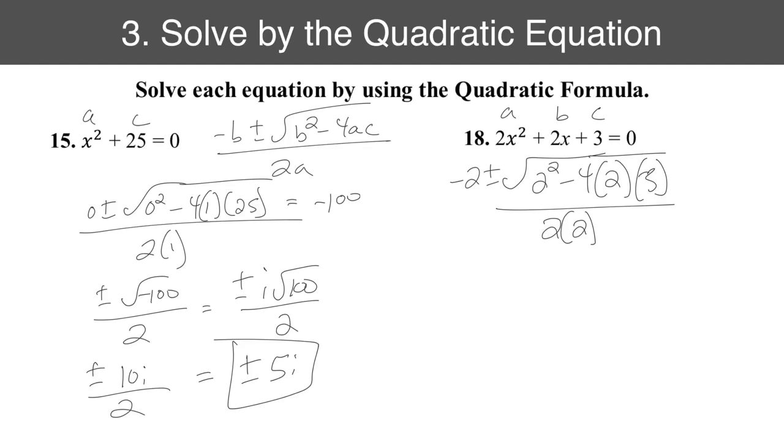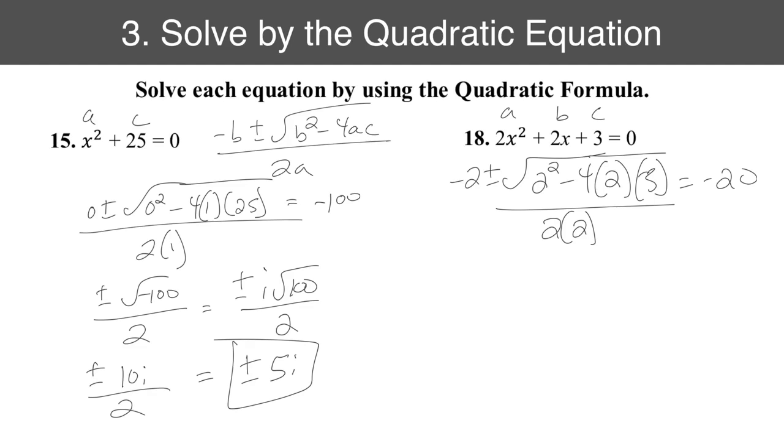All right, so again, we're going to do the discriminant first. We're going to do what's underneath the radical first. Remember, don't take the square root of it yet. Just do what's inside of it first. And when we do that, we get negative 20.